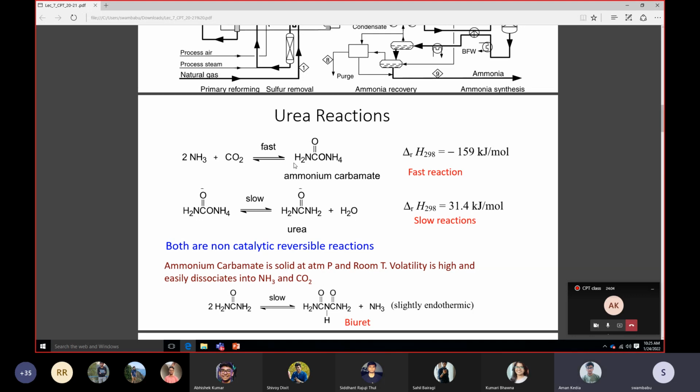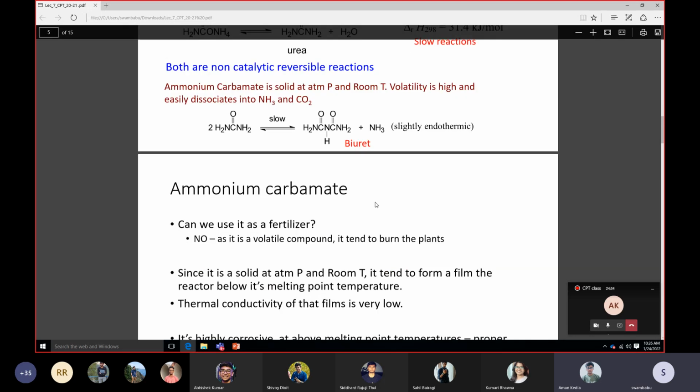In the urea reactor, we should avoid the backward reaction of the first reaction, that is, we don't want dissociation of ammonium carbonate into ammonia and CO2. We want the forward reaction of the second reaction, that is, ammonium carbonate converting into urea and water. Again, we don't want ammonium carbonate converted into biuret. So how do we deal with this?